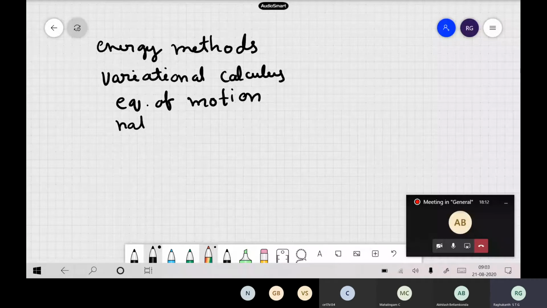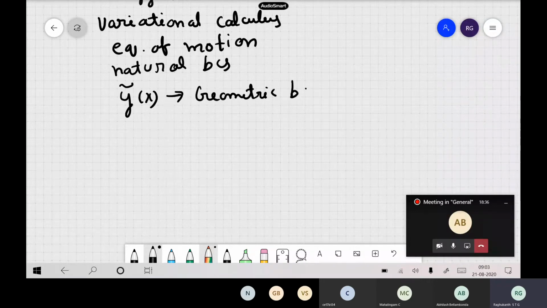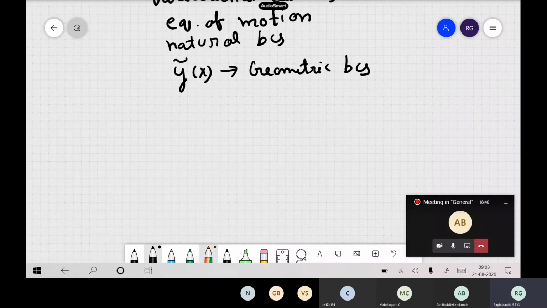Another thing is it also gives you the natural boundary conditions. If there are any boundary conditions regarding shear force or bending moment, this variational calculus automatically gives that also. But before doing that, whatever y bar you are going to assume, you have to select such that it satisfies the geometric boundary conditions. So you have to enforce this before you start your variational calculus, and then the natural boundary conditions automatically come from the variational calculus.